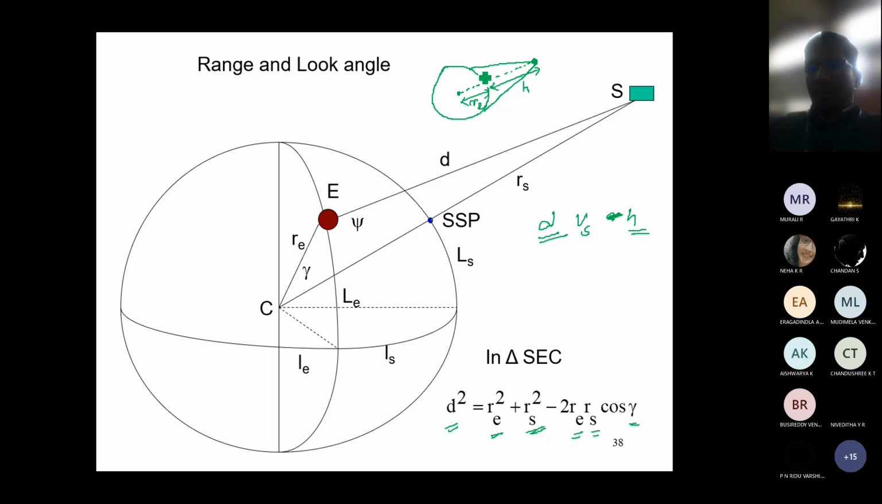But assume there is some ground station which is transmitting information. So from the ground station to the satellite, that distance we have denoted by d. So do not think that d and h are the same. They are different. d is the distance from a ground station communicating with the satellite to the satellite, whereas h is the distance between the sub-satellite point and the satellite.